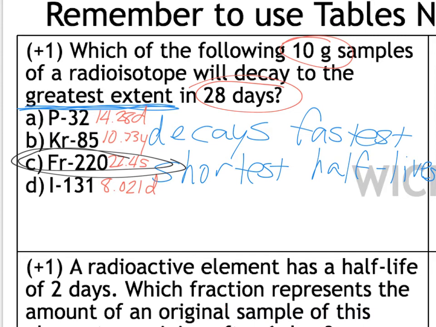Okay, so I just harvested some data from table N, and what I found was that francium-220 has the shortest half-life because it has only 27.4 seconds before half of the sample decays. It looks like the next best answer would be iodine-131, but it takes more than 8 days for half of a sample of it to decay.